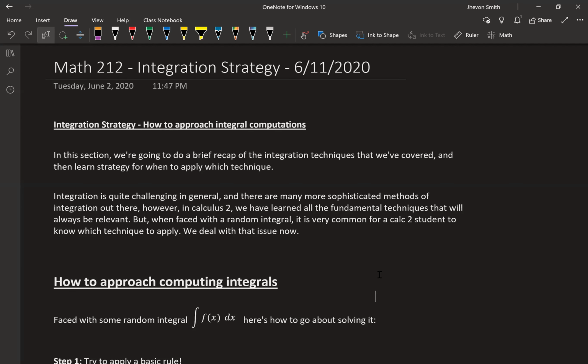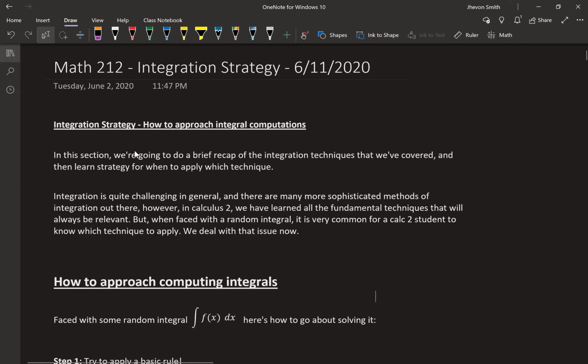However, there is a reasonable worry here, and that is, if I see a random integral on a test or a quiz or in real life, quote unquote, how do I know which one of these strategies I should actually try? How do I know what to approach?